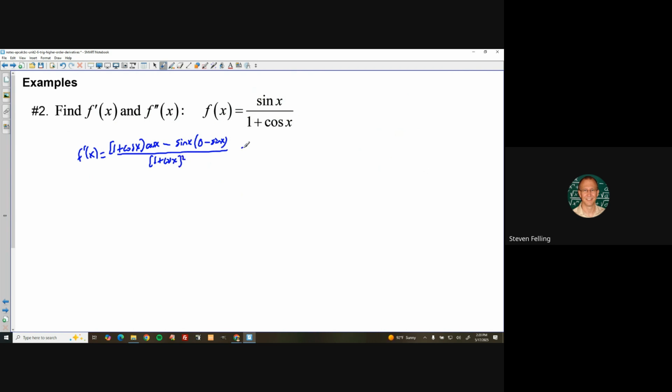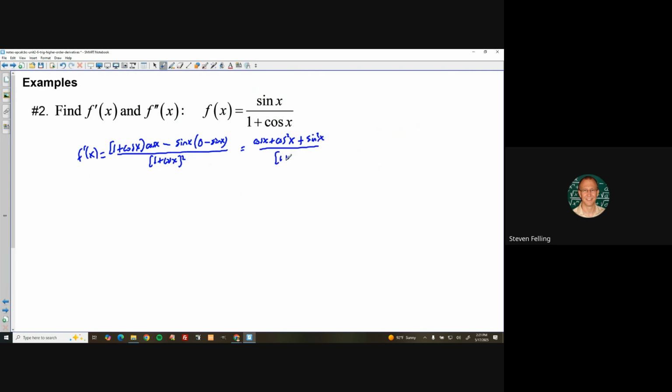Okay, let's simplify that a little bit. I think I'm actually going to multiply this out. If I were to distribute this, I would have cosine of x times 1 plus cosine of x times cosine of x, which is the cosine squared. And I have minus minus, so that's plus a sine times a sine.